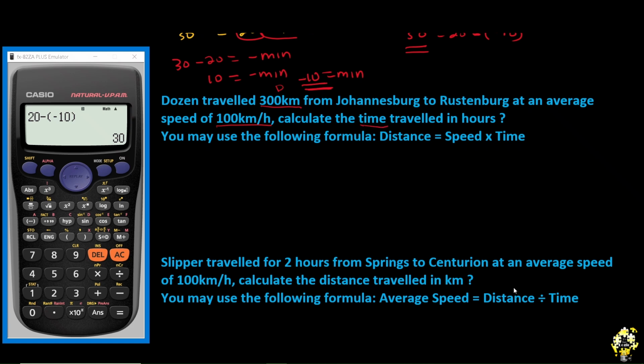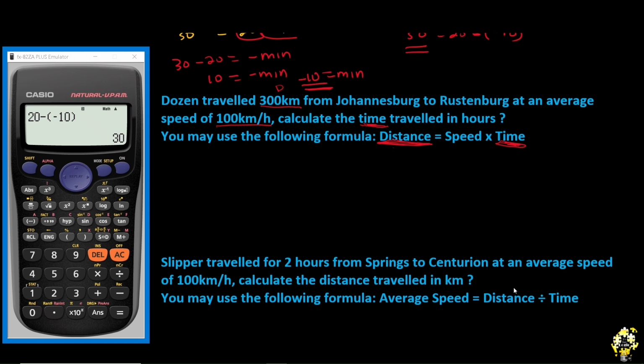Calculate the time traveled in hours. You may use the following formula. Now we have a problem here. The formula they gave us has distance as the subject of the formula, distance on one side by itself. But as the question said, you have to calculate time, meaning the formula was supposed to have time on one side by itself, but they didn't do that. Why? Because we know how to do that. Let's show them that indeed we know how to do that.